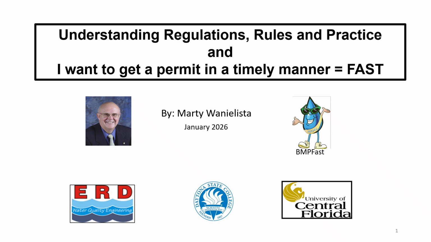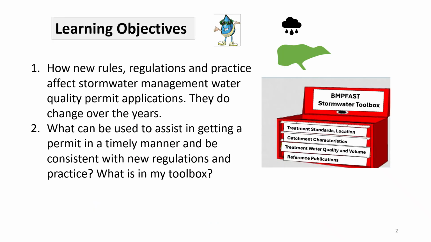Tools and specialized software, such as BMPFast, are also designed to assist in these efforts, helping you achieve that desired quick permit approval. In this section, we'll cover two key learning objectives. First, we'll explore how new rules, regulations, and evolving practices significantly affect stormwater management water quality permit applications. These guidelines are not static, they change quite a bit over the years, and keeping up with those changes is absolutely essential for any professional aiming to complete a job efficiently and correctly.